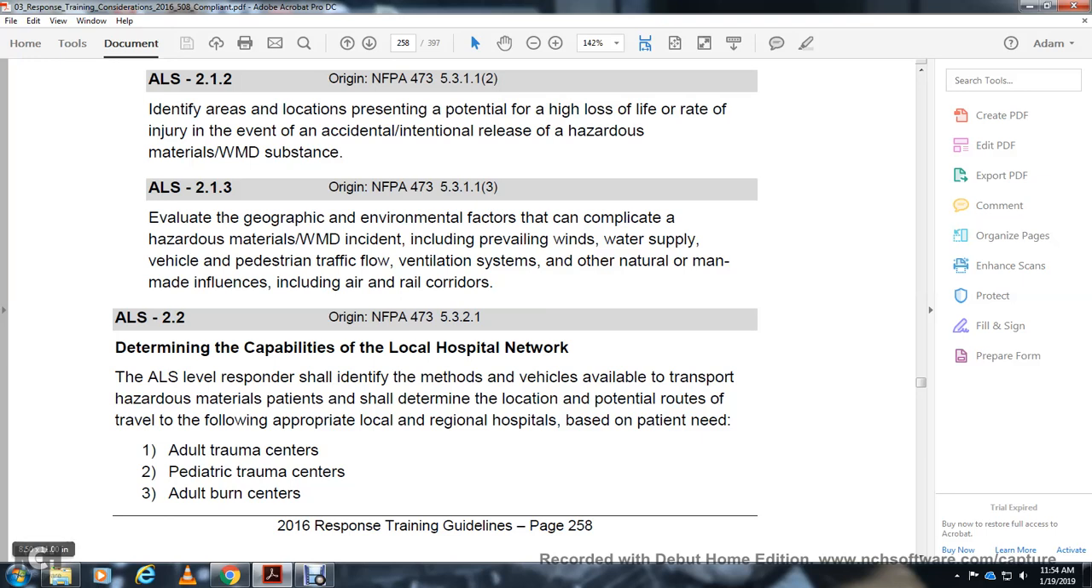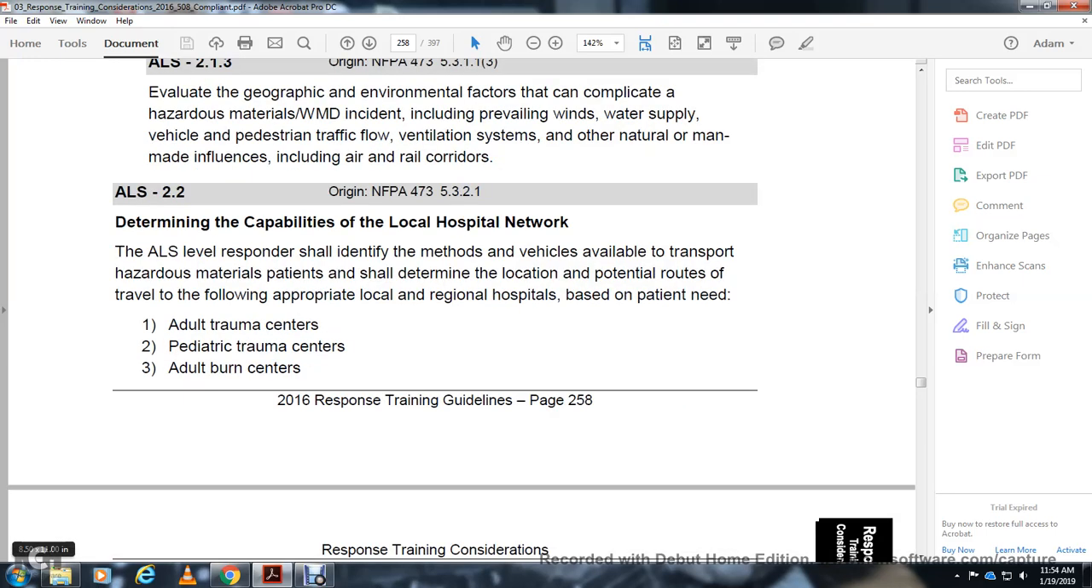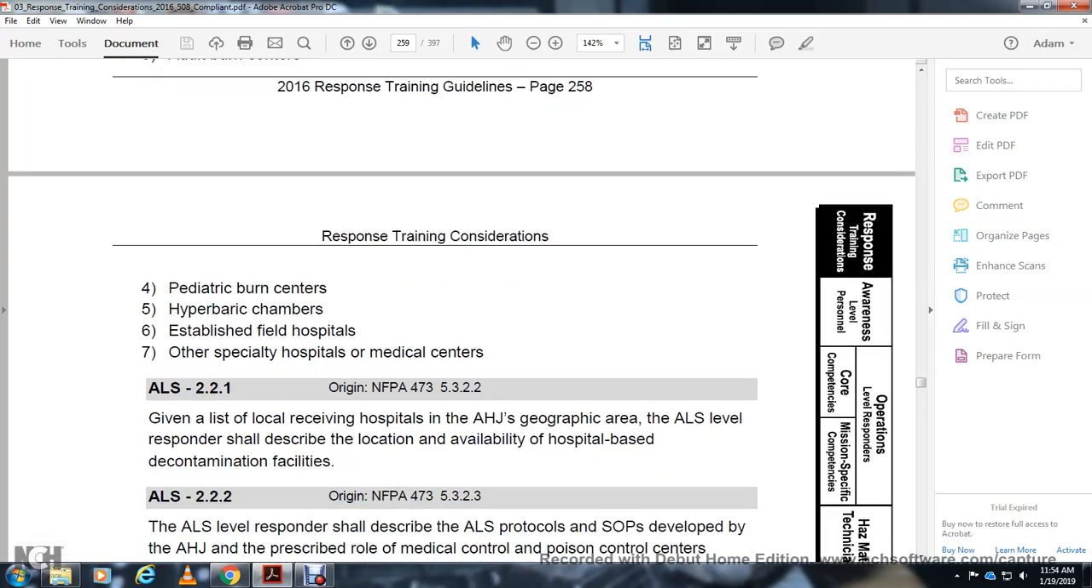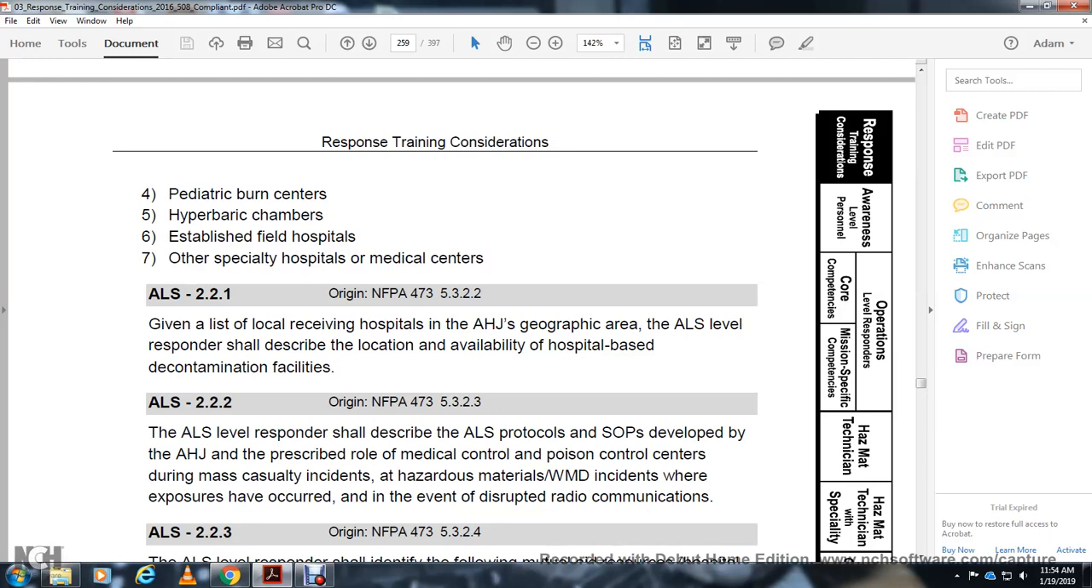Adult trauma centers, pediatric trauma centers, adult burn centers, pediatric burn centers, hyperbaric chambers, the established field hospital, or special hospital medical centers. Give a list of the local receiving hospitals and authority having jurisdiction in geographical areas, advanced life support, and the responders should describe the location and availability of the hospital-based decontamination facilities.